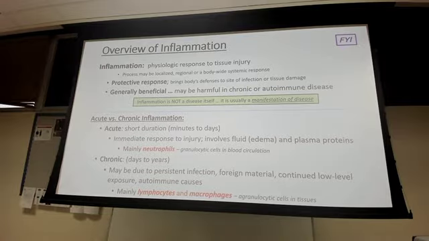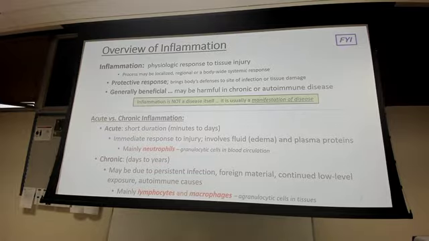But sometimes that inflammation can be harmful, and we'll talk about autoimmune diseases eventually. If we develop an autoimmune disease, that inflammation can start damaging our body. But understand that inflammation is not a disease. This doesn't mean that if you have inflammation, that's the problem. What you have to do is try to figure out what's causing that inflammation.